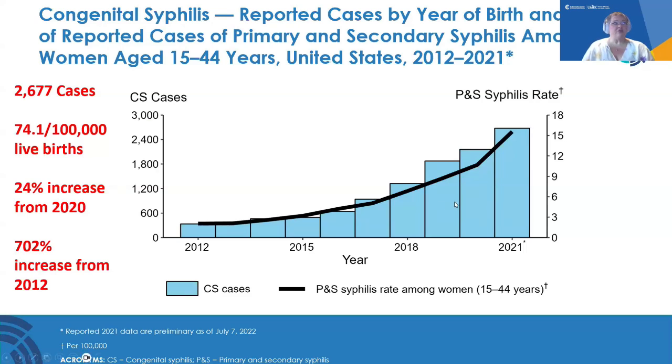Just like with regular primary and secondary syphilis, congenital syphilis is on the rise. In 2021, you can see that we had 2,677 cases with a rate of 74.1 per 100,000 live births, which was a 24% increase from 2020 and a 702% increase from 2000. Very humbling.